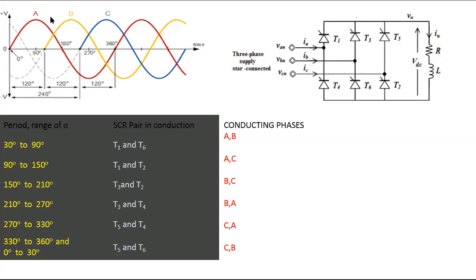Therefore, the direction of the current has to start from which point? From the point A once again. That's why the conducting phase is once again A. A is connected to which SCR? Once again T1. Current flows to T1, from T1 to the load, and from the load now where does the current flow? So now we have to check between the same range 90 to 150.